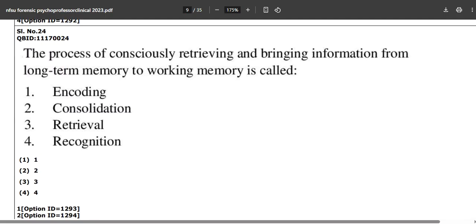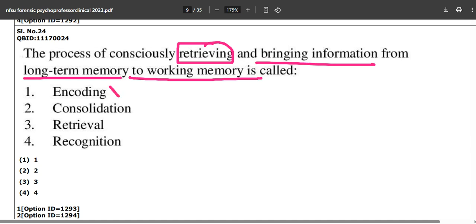Moving forward, next question: the process of consciously retrieving and bringing information, the easiest question. As soon as you saw this word, retrieving and bringing information from long term memory to working memory is called encoding? Not at all. Consolidation? It happens in the hippocampus, called LTP. Not possible. Recognition, not possible. And the only option left is retrieval.